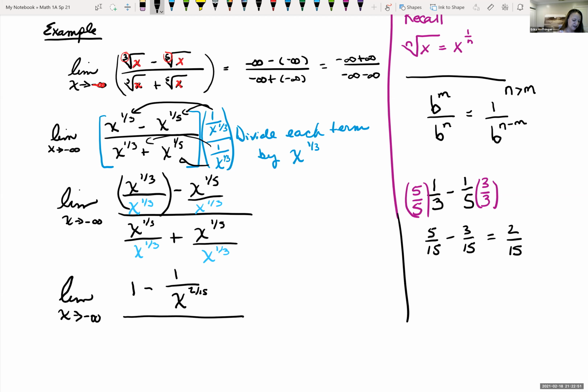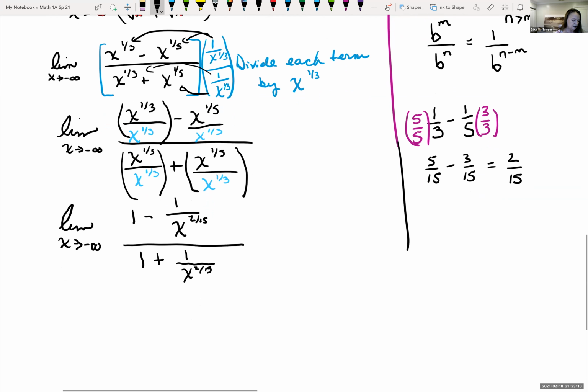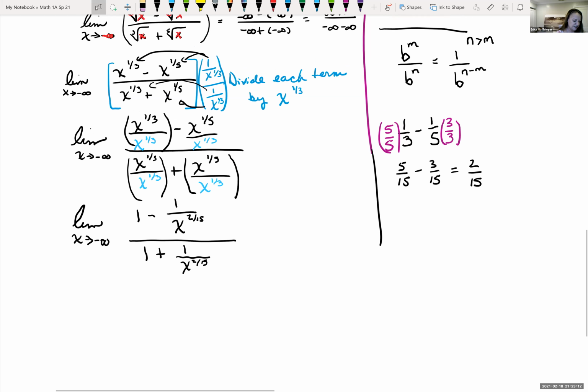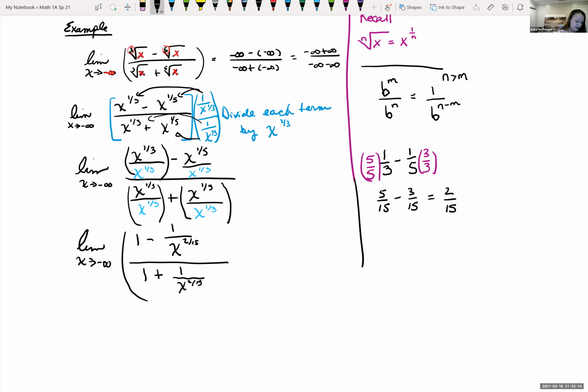All over, so again, x to the 1/3 over x to the 1/3, that's just 1, plus, well, we just did that work, 1/3 minus 1/5, so this would be 1 over x to the 2/15. Now, when we're going to negative infinity, and we have 1 over something that's going to negative infinity, that value is going to be approaching 0.